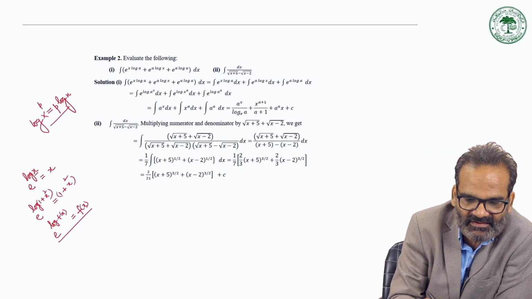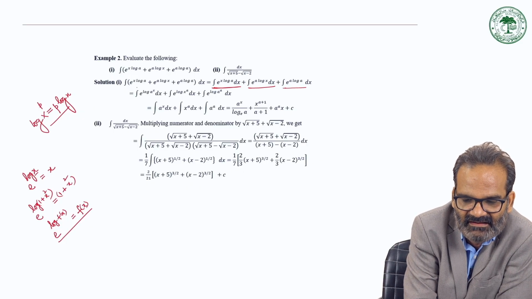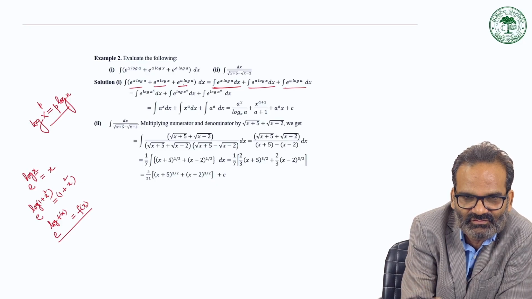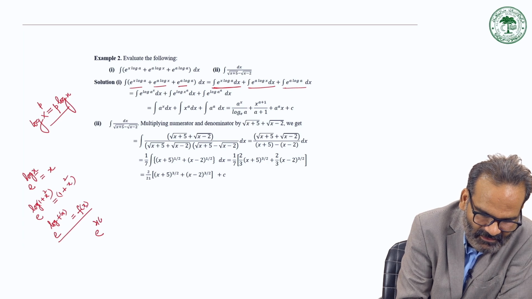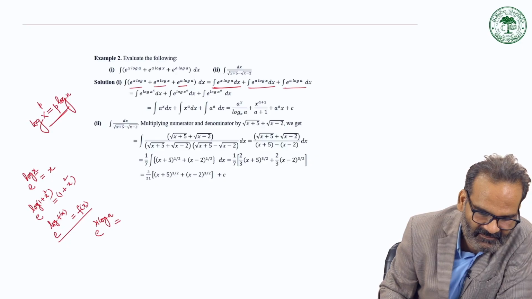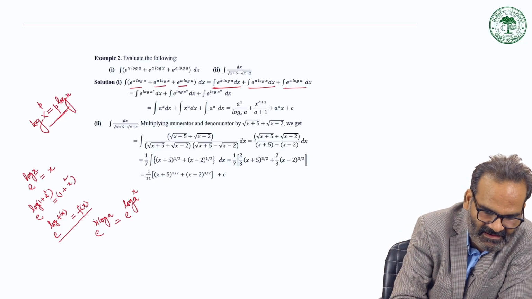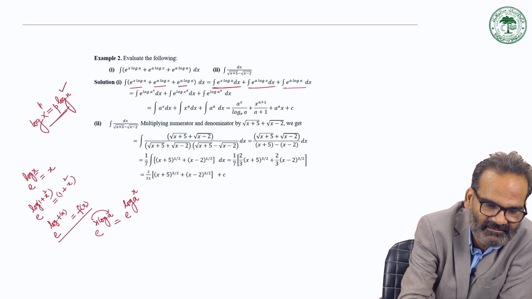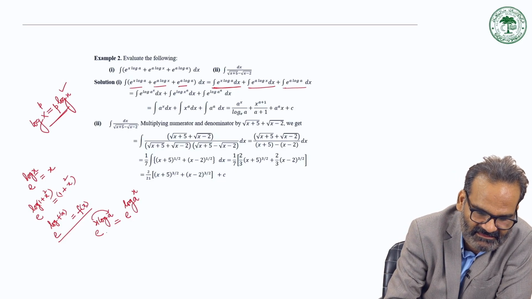So what we do first is write it as the integral of the first function plus the integral of the second function plus the integral of the third function, because this is the sum of the first, second and third functions. So first we will write them separately. Now e raised to the power x log a, what is this equal to? Use this property: this x will be transferred, giving e raised to the power log a raised to the power x.